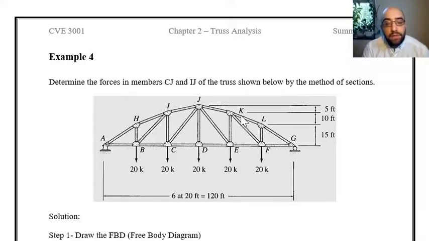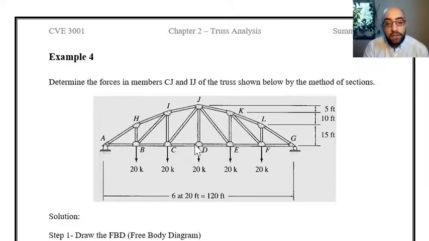Method of sections was to consider a section cut in the truss and then just write the equations of equilibrium for these two segments of the truss on the two sides of the section. That's it. That is the method of sections. And I'm going to apply this method over here.